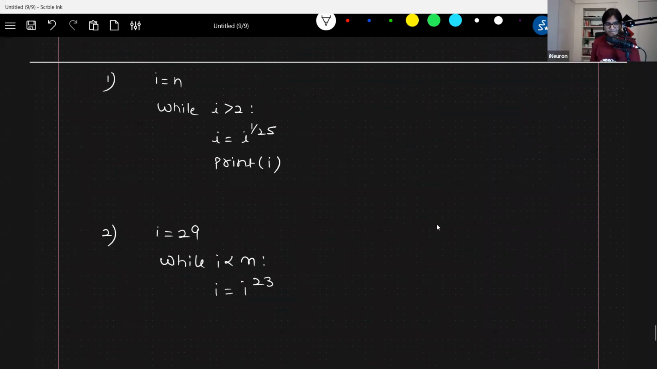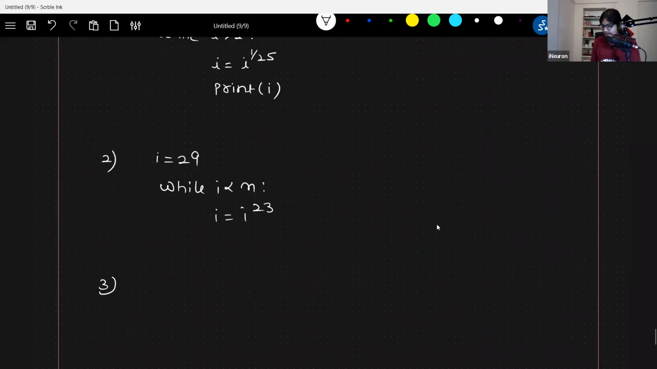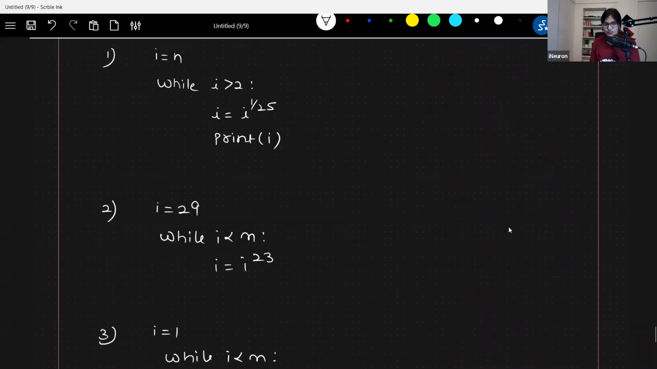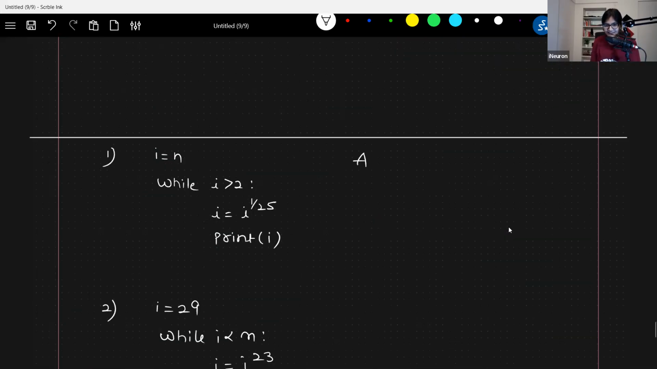After that, I is equals to 1, while the value of I is less than n, I is equals to 2 into I, and I is equals to 3 into I. These are the three questions, okay, which are based on, again, the analysis that we did today.